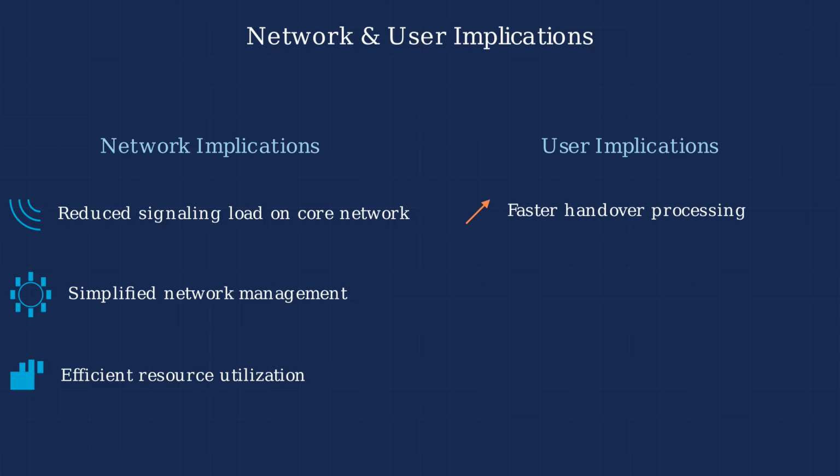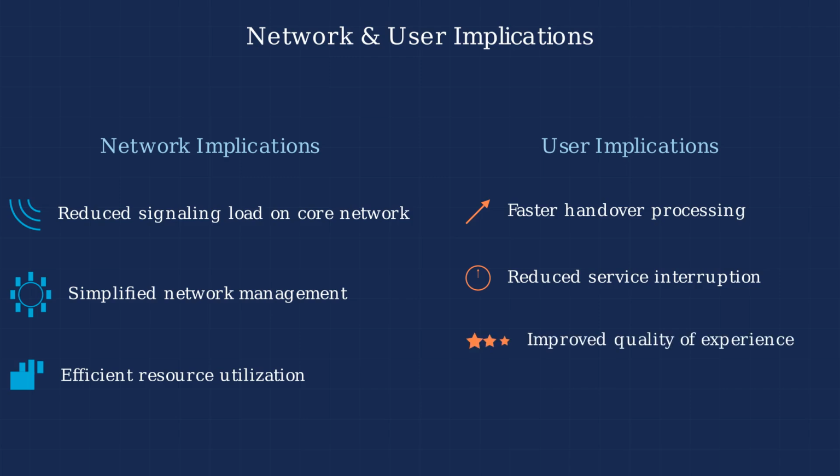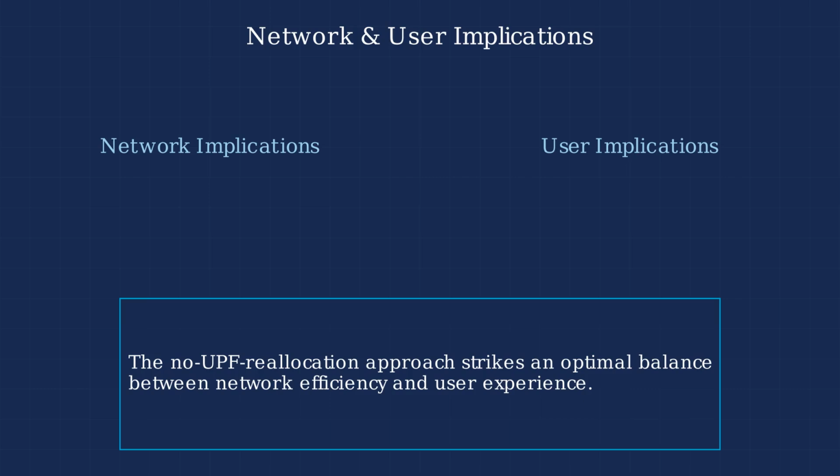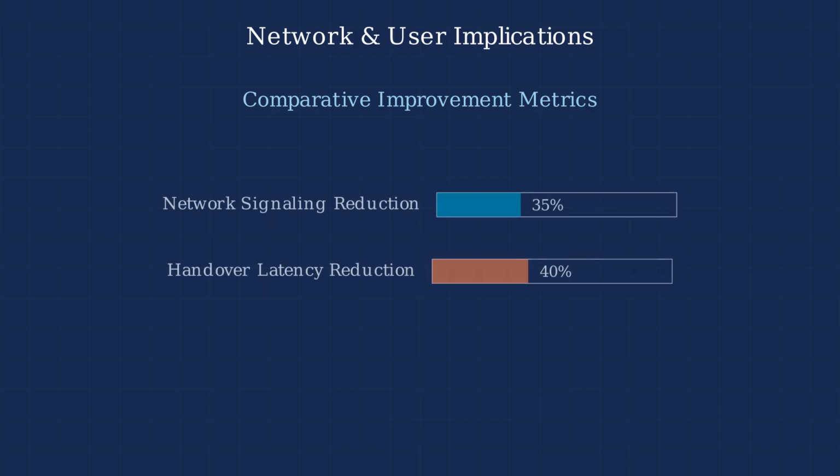For users, the benefits are equally significant. Handover processing happens faster without UPF reallocation. The time of service interruption during handover is minimized, leading to better continuity. This results in an improved quality of experience, especially for real-time applications like video calls or online gaming. In summary, the no UPF reallocation approach strikes an optimal balance between network efficiency and user experience, making it advantageous for both network operators and subscribers. Studies show that this approach can reduce network signaling by up to 35% and decrease handover latency by approximately 40%.